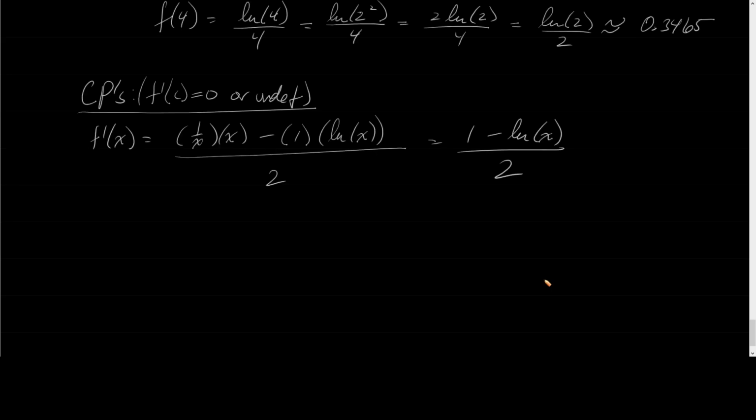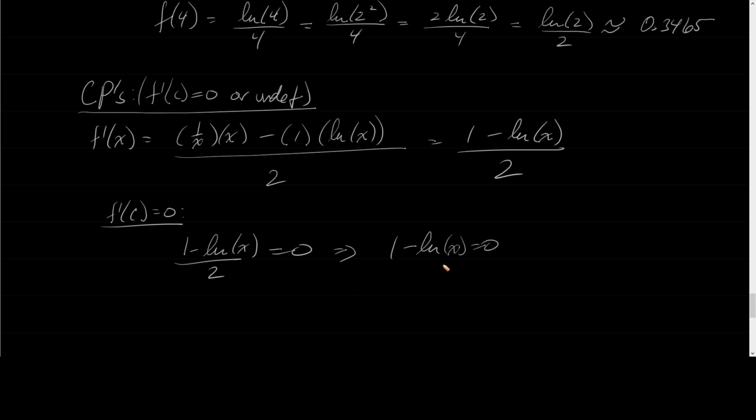Well, let's look at where f prime of c is equal to 0. So I'm going to have (1 minus ln of x) over x squared equal to 0. Multiply by x squared: 1 minus ln of x is equal to 0. Move the ln of x to the other side, and I end up with 1 is equal to ln of x.